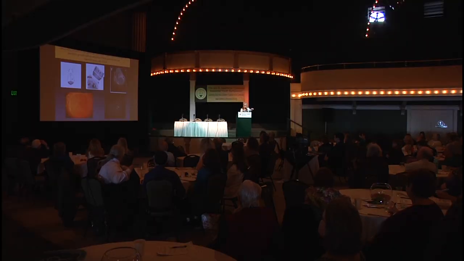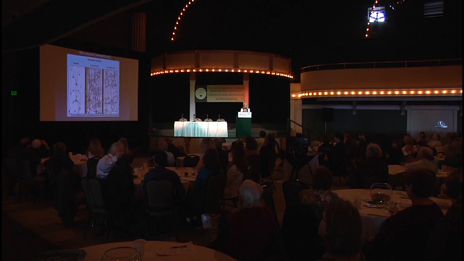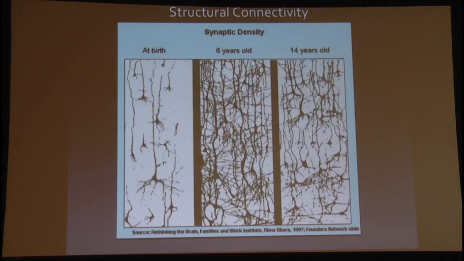Let me go back to my neurons. So, connections. This is a newborn brain, and these are neurons. These little things right here are neurons, and these are the projections that are starting to make connections in the brain. As you can see, you've got neurons, but not a lot of connection, okay?